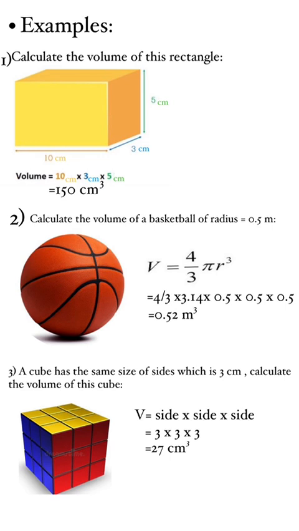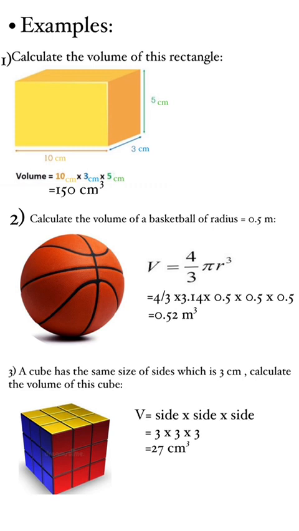Application. Calculate the volume of the rectangular prism. The given prism is 5 cm in height, 3 cm in width, and 10 cm in length. Using the formula, the volume is equal to height times width times length, so it's equal to 10 times 3 times 5, which is 150 centimeter cube.